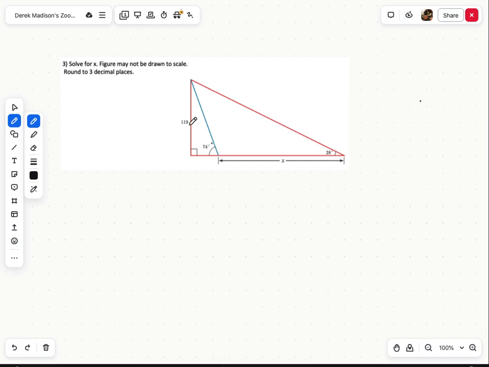So this one, in case you're having a hard time seeing, this is 119 right here. This angle right here is 74 degrees. This one is 28 degrees. And our goal is to find the length right here.